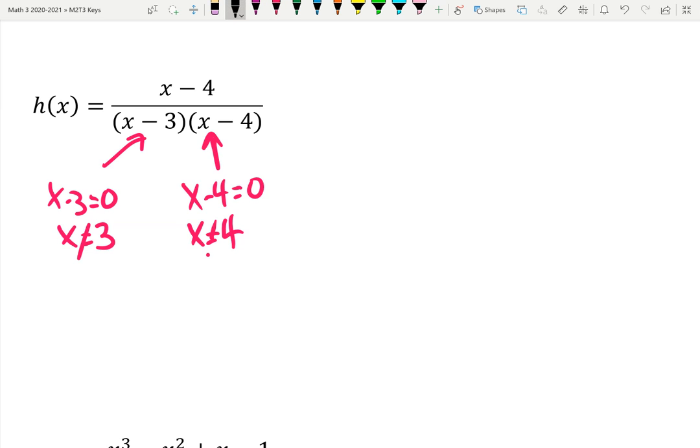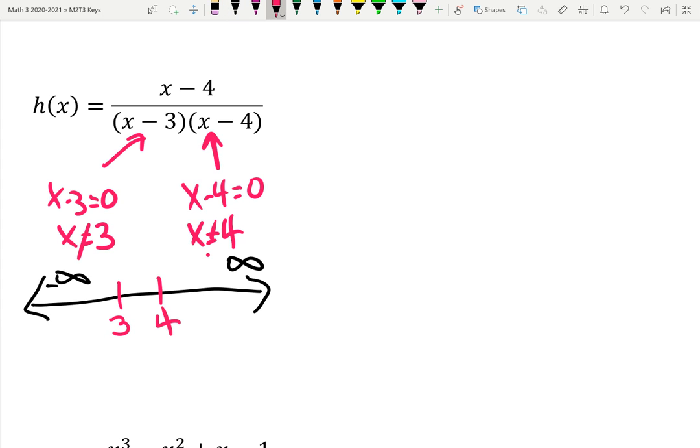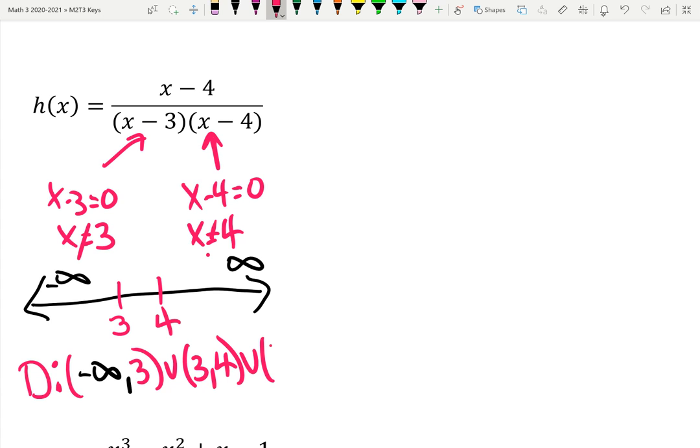Now, drawing out my number line, in order to help identify my domain, I go from negative infinity to positive infinity, marking 3 and 4. This enables me to say that the domain is going to be from negative infinity to 3, union 3 to 4, union 4 to infinity.